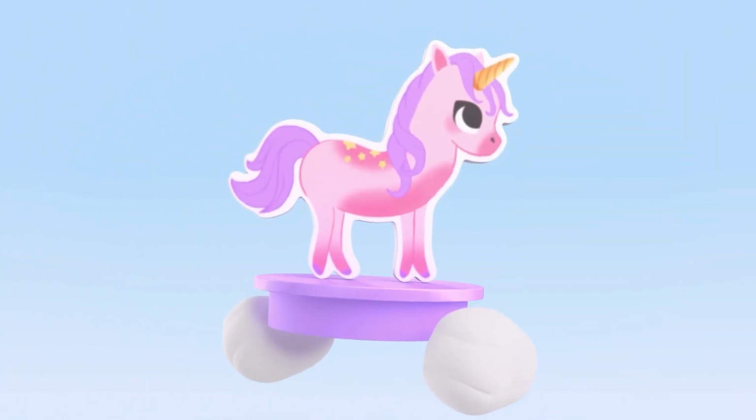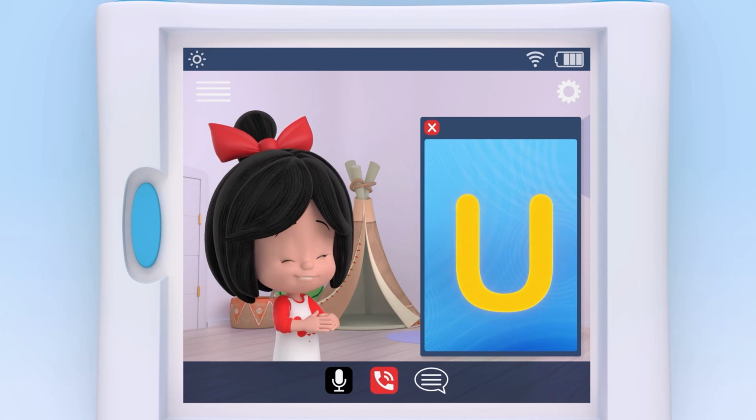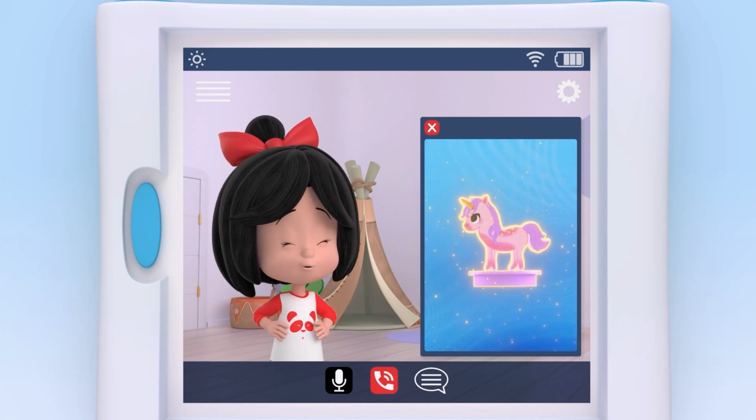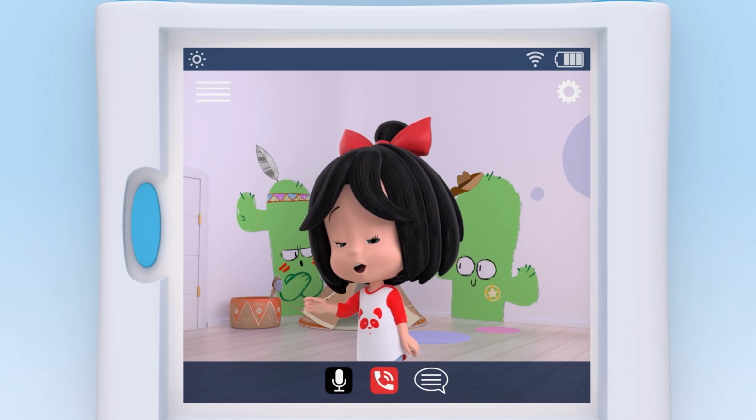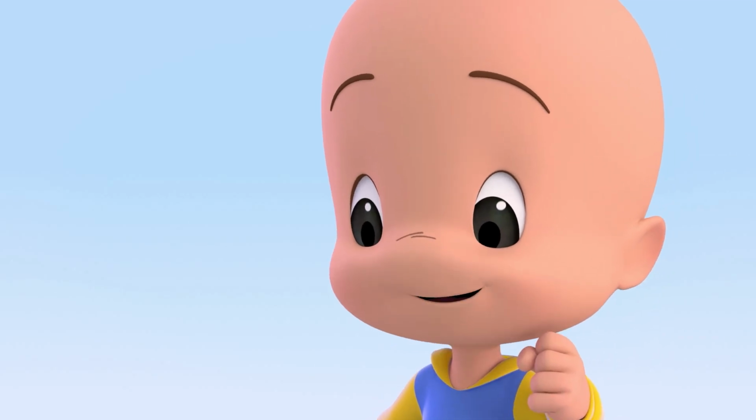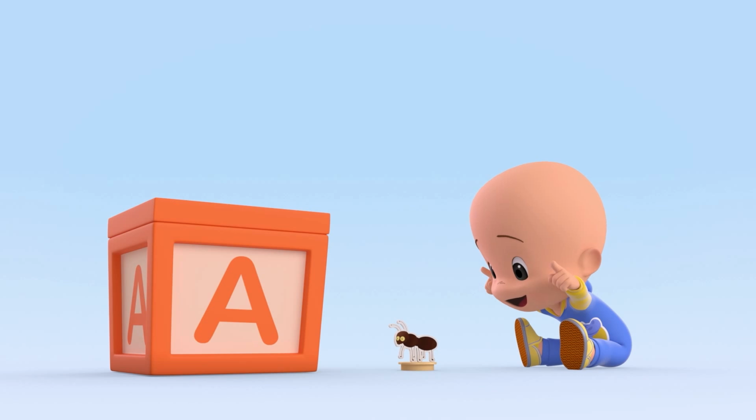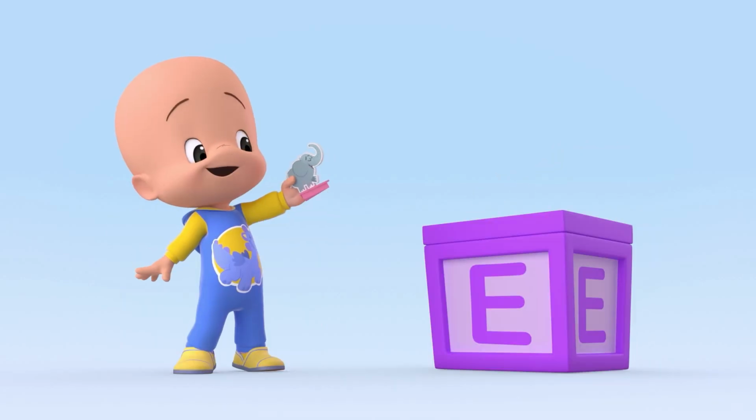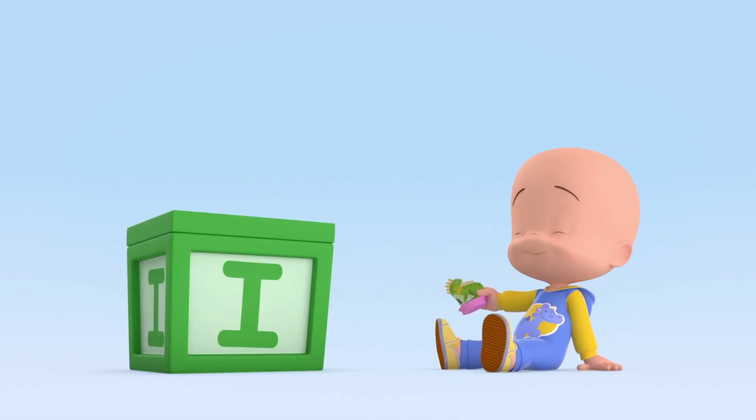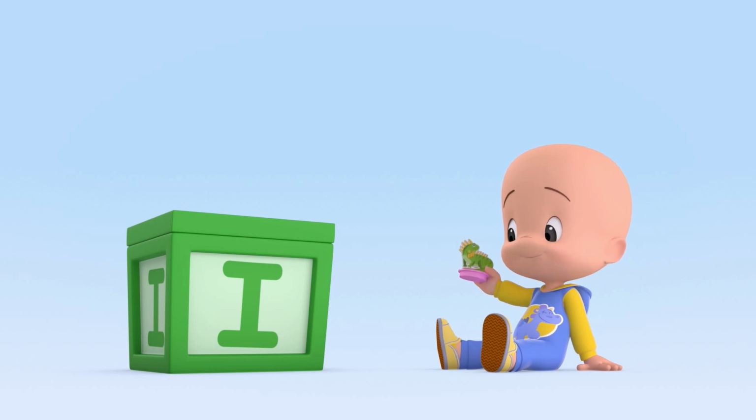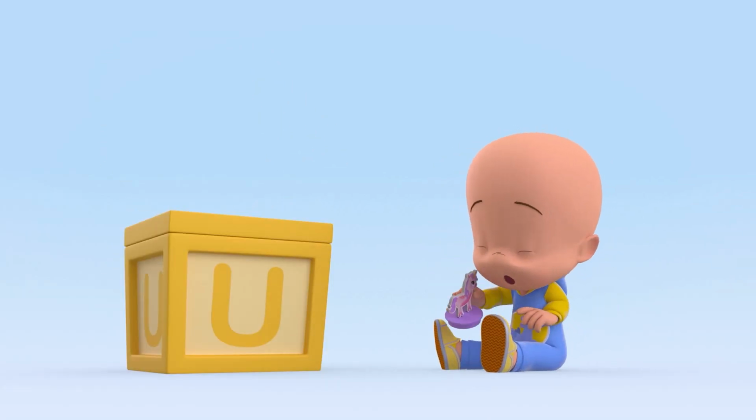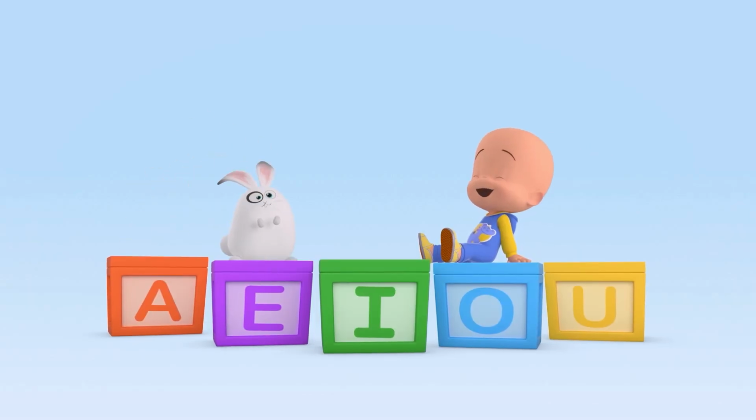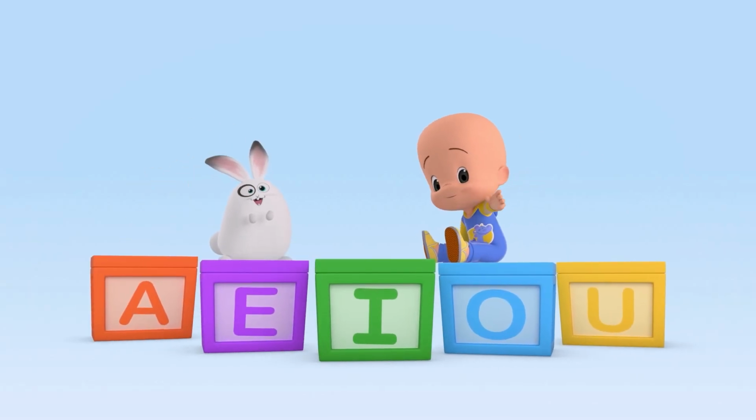U. Unicorn. Of course, U is for unicorn. Now you know the vowels and the animals. A is for ant. E is for elephant. I is for iguana. O is for octopus. U is for unicorn. The vowels!